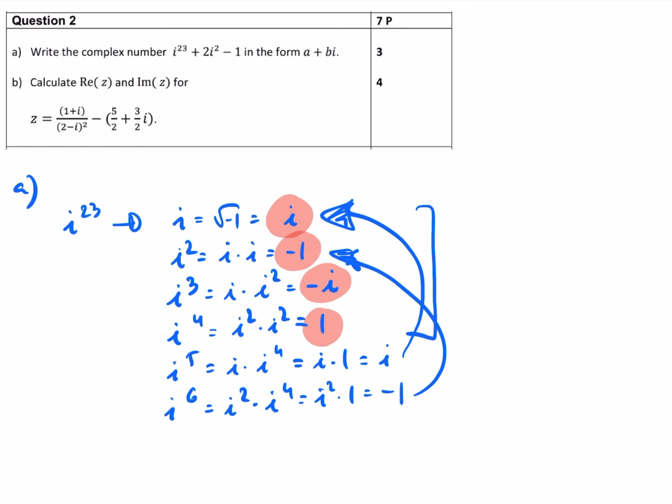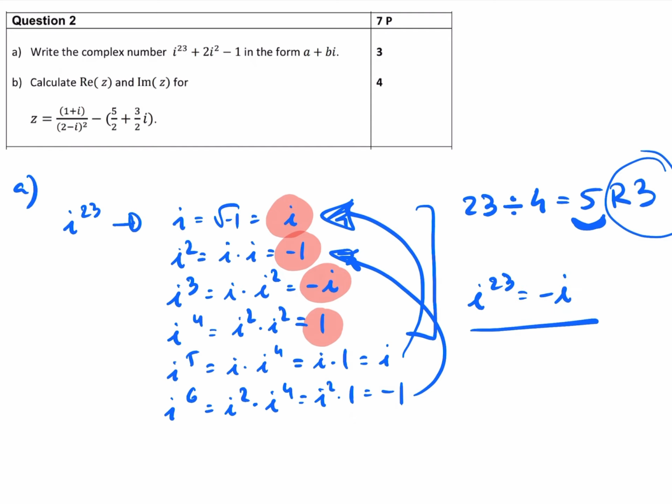We're not going to talk about the modulus function, but 23 divided by 4, because we have 4 different possible results, is equal to 5 remainder 3, right? So if the remainder is 3, that means that we are going to complete 5 cycles of the 4 possibilities, and we'll just get 3 left. 3 left means 1, 2, and 3. So i to the power of 23 is equal to -i.